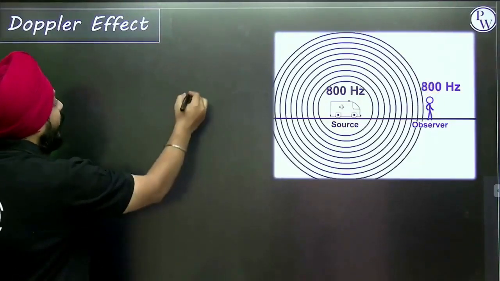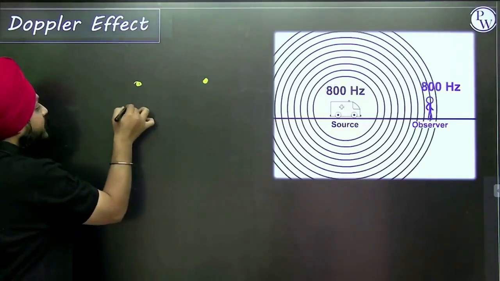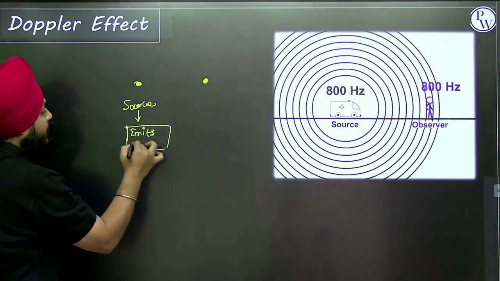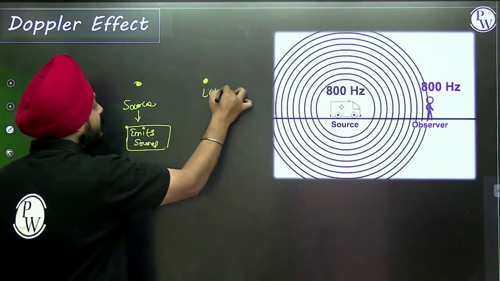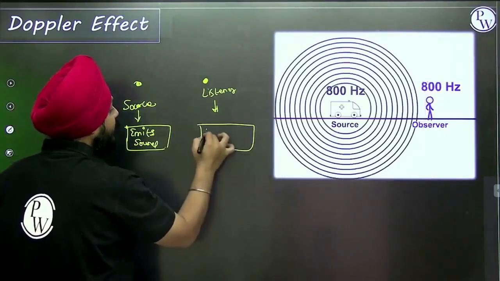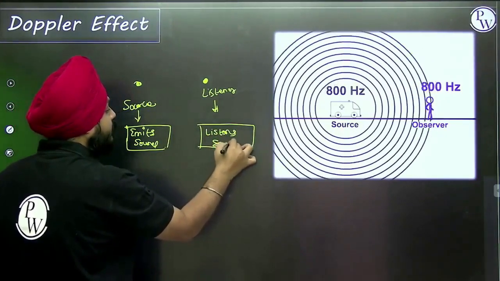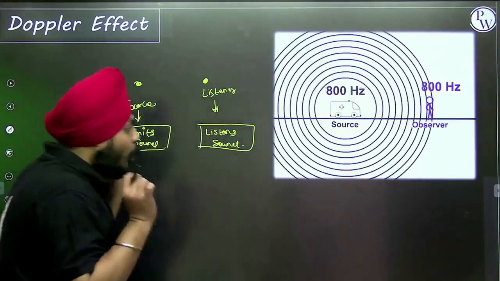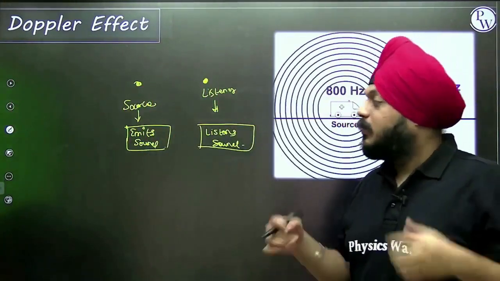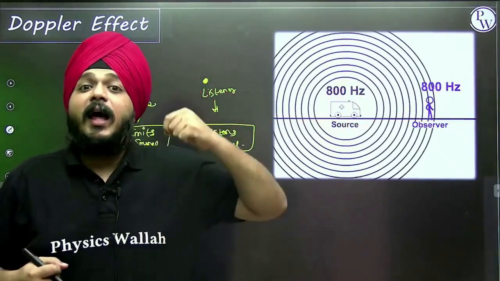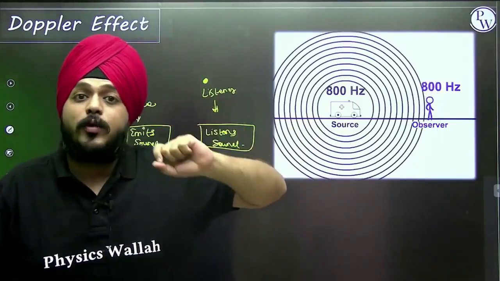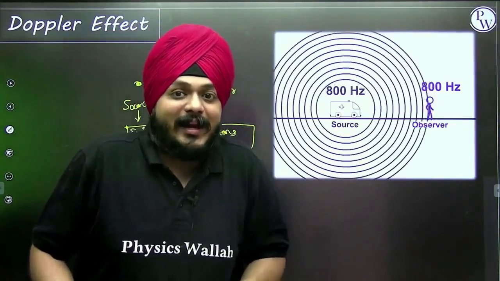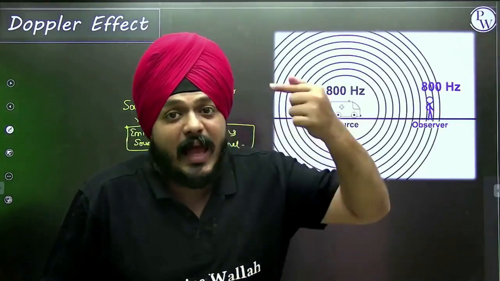In Doppler effect, there is always one source that emits the sound and one listener that listens to the sound. Source emits the sound, listener listens to the sound. Whenever there is relative motion between the source and listener, then one apparent effect is generated. The name itself states that it is an apparent effect.